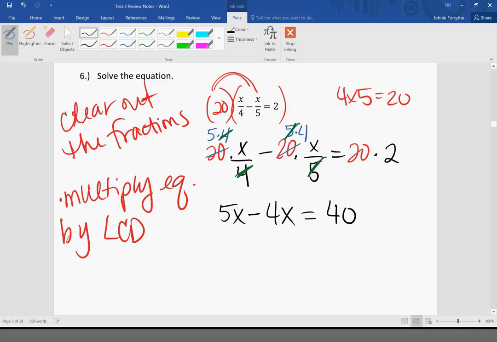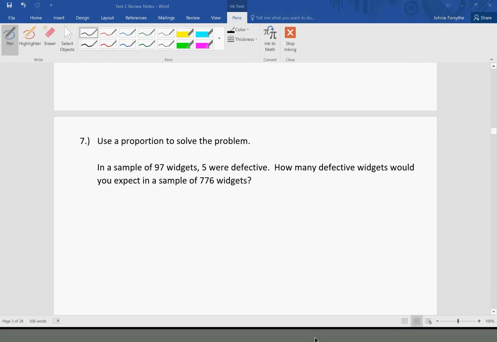That equals 20 times 2, which is 40. And so now 5x minus 4x equals 1x. And 1x is equal to just x, so I have x equals 40. And that's my solution. x equals 40. If there's any questions, please feel free to ask.